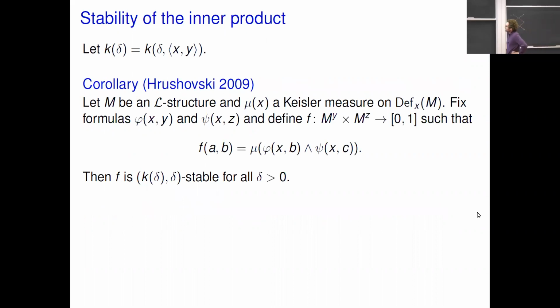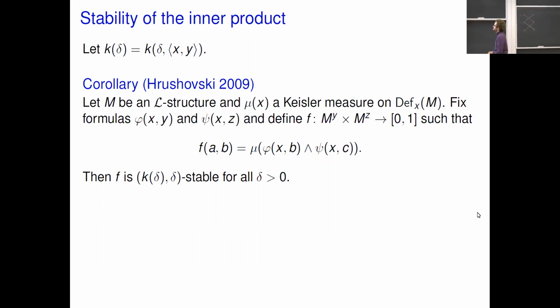So now for the next couple slides, I'm just going to think of this inner product function. So k of delta is going to be the k of delta that comes if I'm only looking at the inner product. And here's a corollary that appears in Hrushovski's famous work on approximate groups, which is about stability coming from Keisler measures and structures. So let M be an arbitrary L-structure, now just classical logic for this. And then let mu be a Keisler measure on the definable sets.